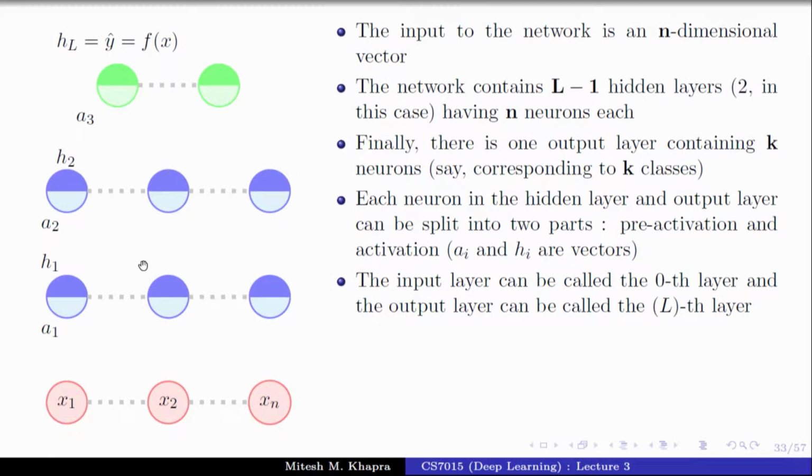And the input layer can be called the 0th layer. So you have layer 0 as the input, layer 1 and 2 in this case as the hidden layers, and layer 3 as the output layer. Okay, so that is a total of L equal to 3 layers, L minus 1 is equal to 2 hidden layers and 1 input layer. So this is a typical deep neural network. You can call it a feed-forward neural network or a multi-layer perceptron or a multi-layer network of perceptrons. All these are equivalent terms.